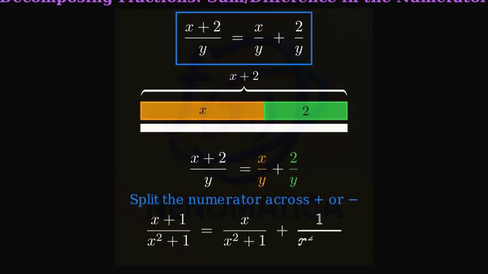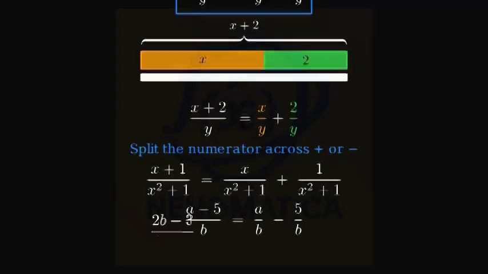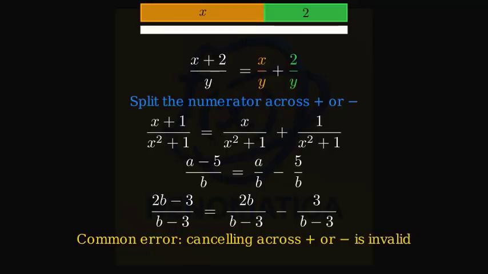Example B. When the denominator is a polynomial, the same idea applies. X plus 1 over x squared plus 1 splits into x over x squared plus 1 plus 1 over x squared plus 1. Example C. If the numerator is a difference, a minus 5 over b becomes a over b minus 5 over b. Example D. 2b minus 3 over b minus 3 can be split as 2b over b minus 3 minus 3 over b minus 3.